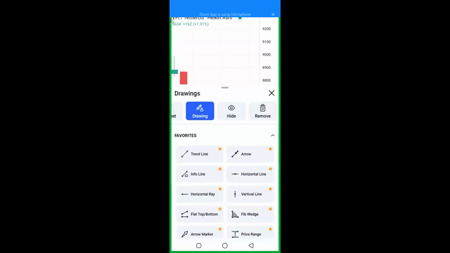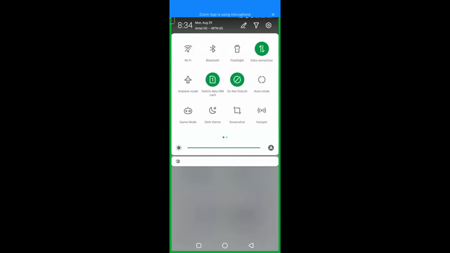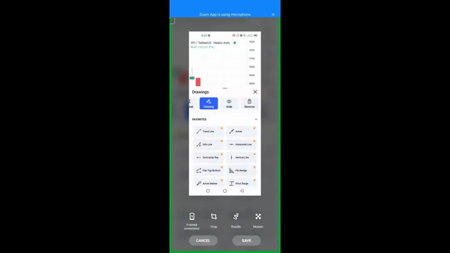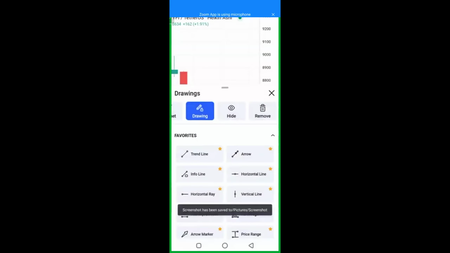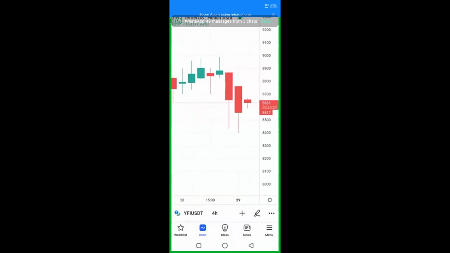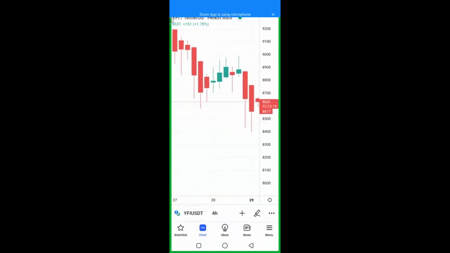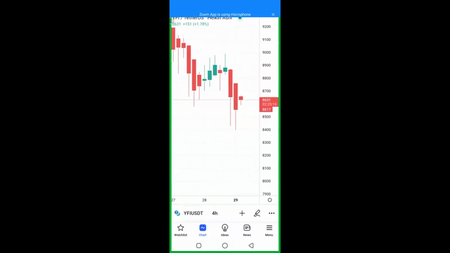Then you see automatically here, there is this X. Tap on it, and your screen will look like this. Now that's done, we want to go to the next step.